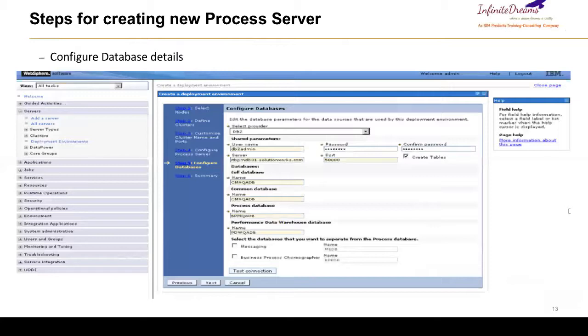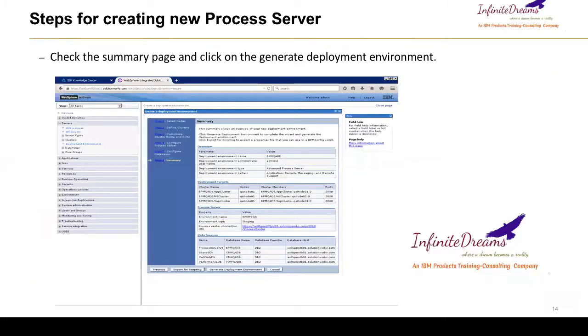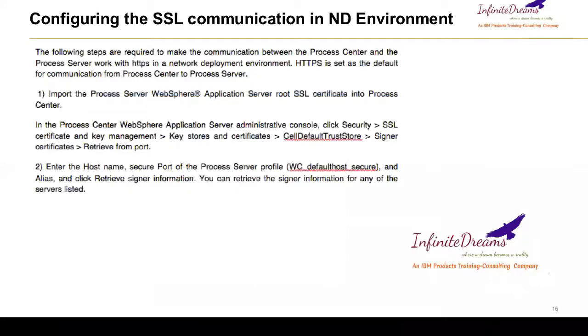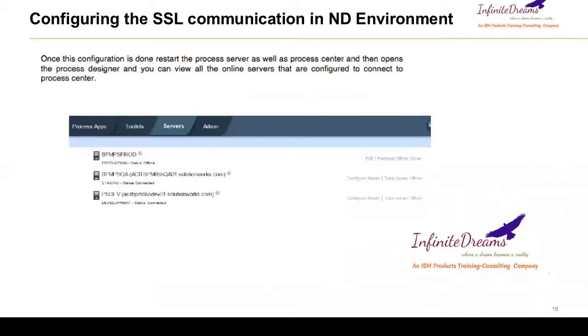And then the next thing will be your database details, the database for the process server, whatever database it is going to create. In the same way you provide the database details, test the connection, and finally generate the deployment environment. Once it's created, I will come to SSL later. You will see in the server tab, automatically one server will be connected over here.